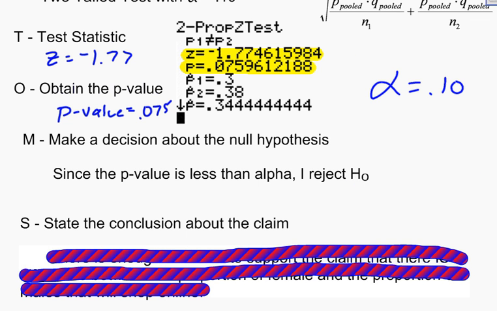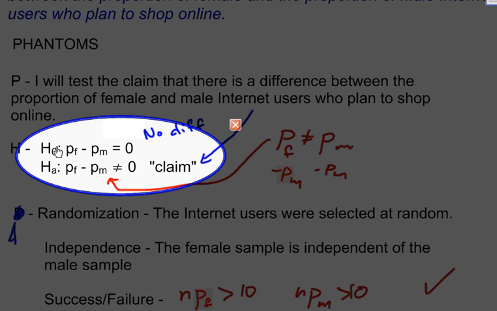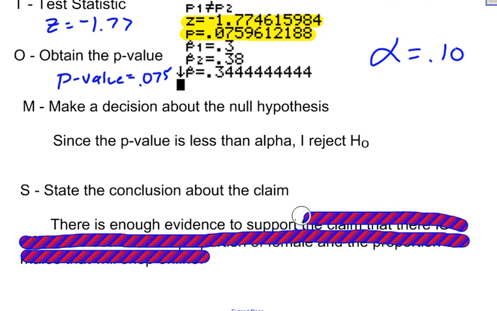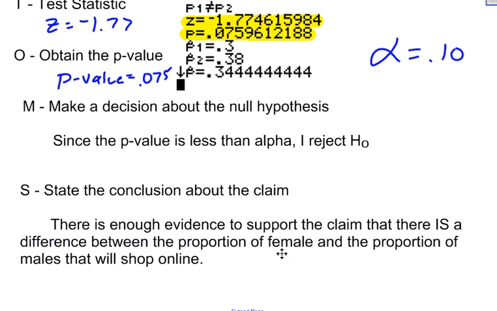Now, since I am rejecting the null hypothesis, let's go back up to the top. Since I am rejecting the null hypothesis, I'm not okay with the null. That means that I am okay with the alternative, and that means my evidence does support the claim. So at the very end, as I write my final conclusion, since I'm rejecting the null, I'm going to support the claim, and it says this: there is enough evidence to support the claim that there is a difference between the proportion of females and the proportion of males that will shop online.